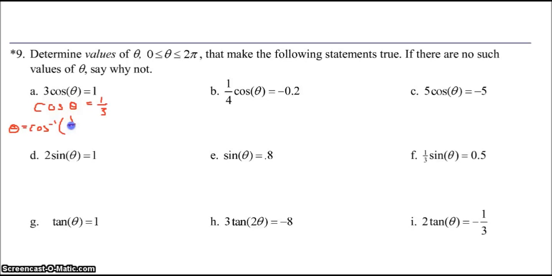So what's this angle all the way around? It's simply 2 pi minus 1.23, which is 5.05 radians. Two answers for this one: 5.05 radians and 1.23 radians.